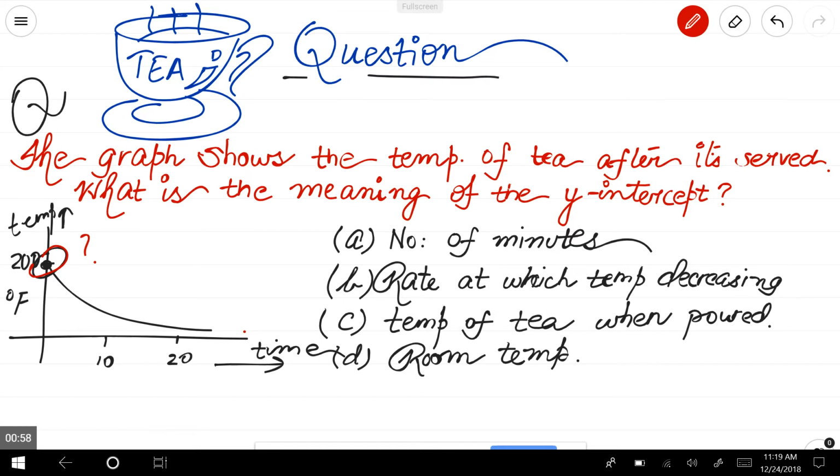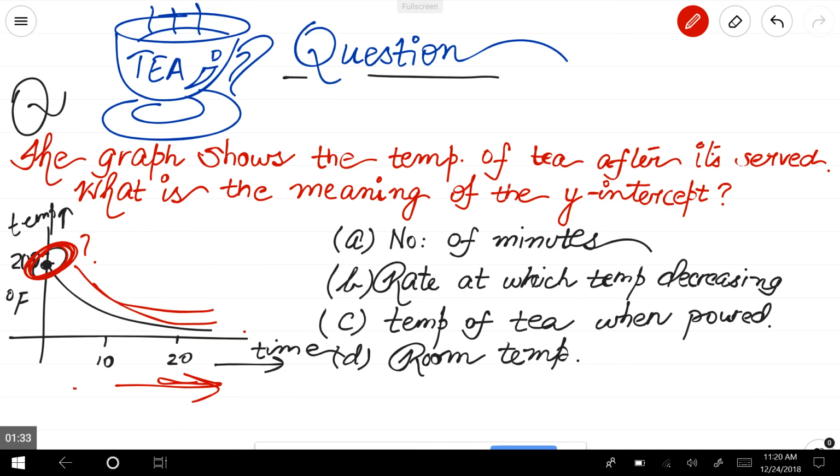The choices are: number of minutes, rate at which the temperature is decreasing, temperature of tea when poured, or room temperature. As you can see here, students, the graph is a decreasing graph. That means as you left the tea in the cup, after some time has passed, the tea is going to get colder. So the temperature is decreasing. That is the temperature it's starting from. So basically, that could be the temperature of the tea at the time it's poured.